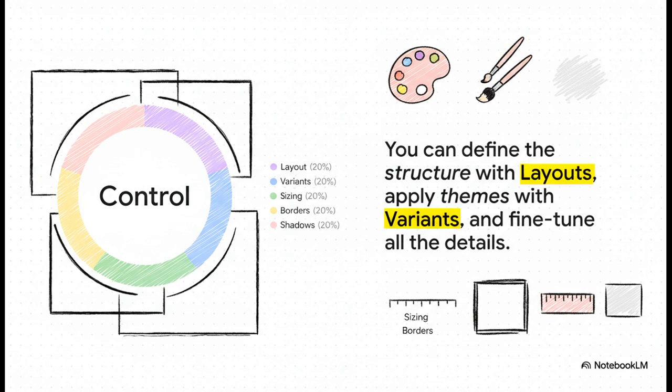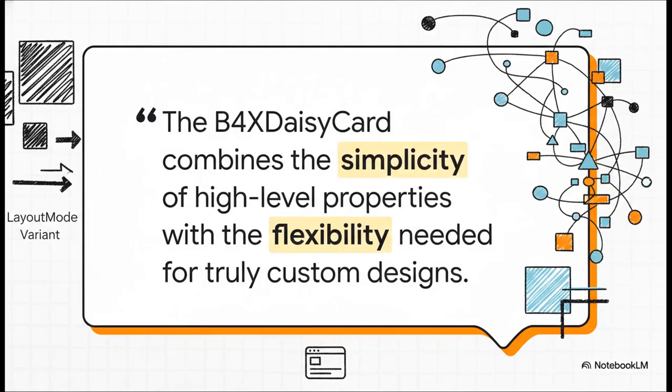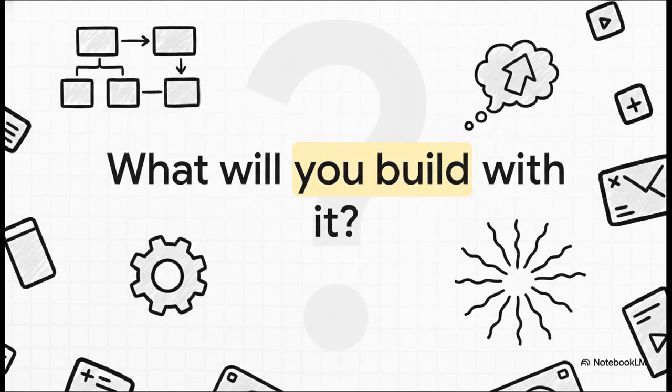So let's just do a quick recap of the power you have here. You can set the entire structure with layout modes, apply instant themes with variants, and then you get to dial in all the details, sizing, borders, shadows, to get that pixel-perfect look you're after. And really, that's the whole idea behind this component. It's super easy to get started with the big, high-level properties like layout mode and variant, but it doesn't box you in. When you need to do something really custom, you can still get your hands on the underlying parts and have total control. It's that combination of simplicity and power that can just seriously speed up your UI development.